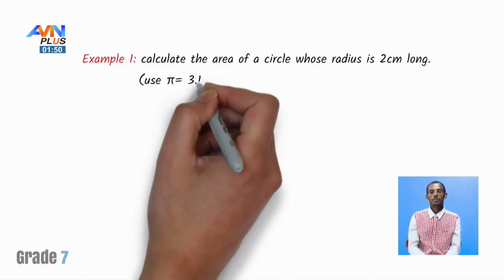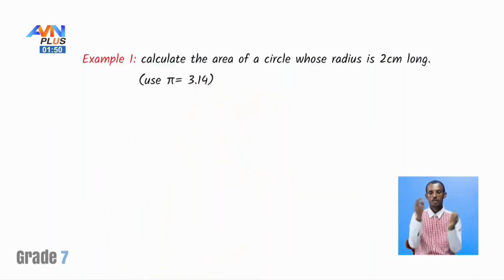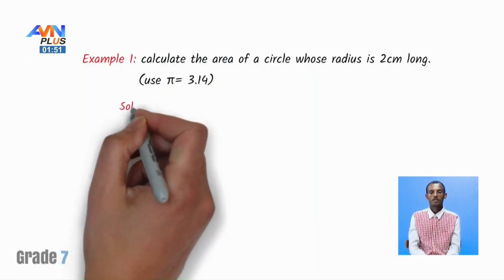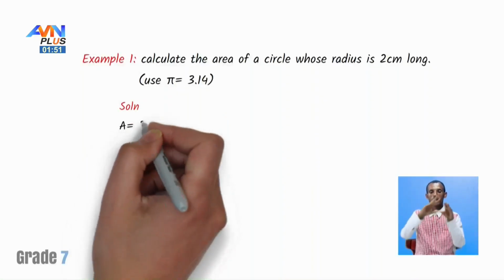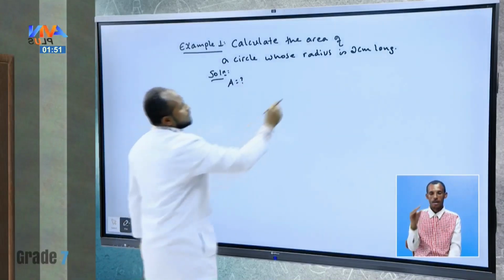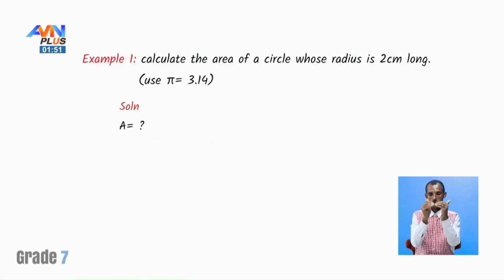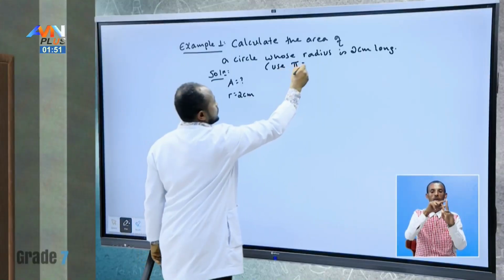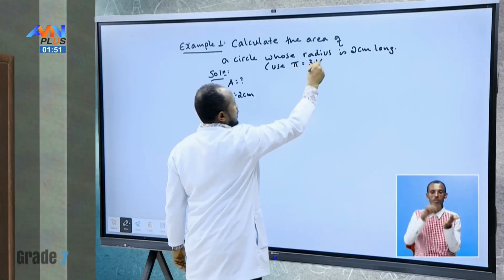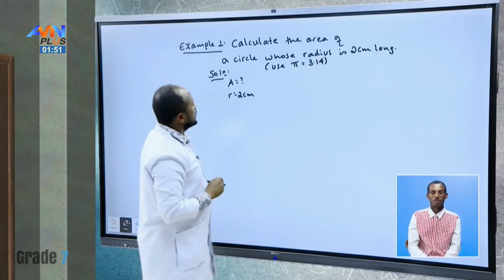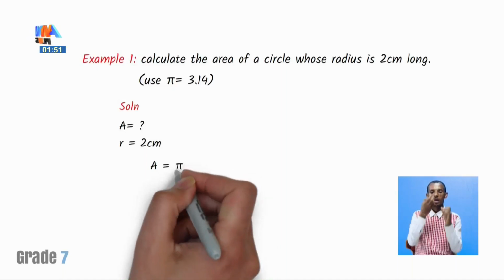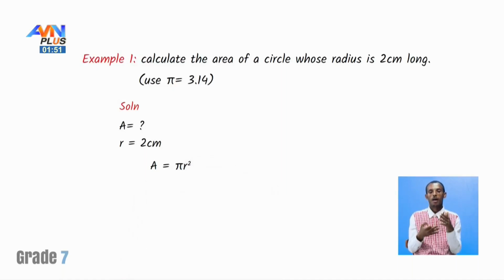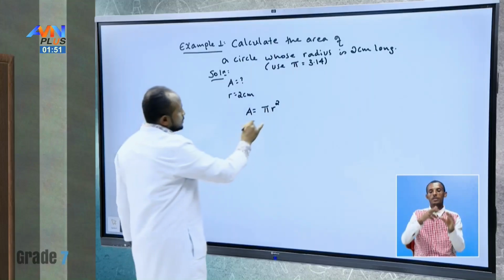Okay, now let's see this together. Here, we are asked to calculate the area of the given circle, and the radius is given to be 2 centimeters. Use pi to be 3.14. So, to calculate the area, we can use this equation. Area of a circle is given by pi times radius squared.